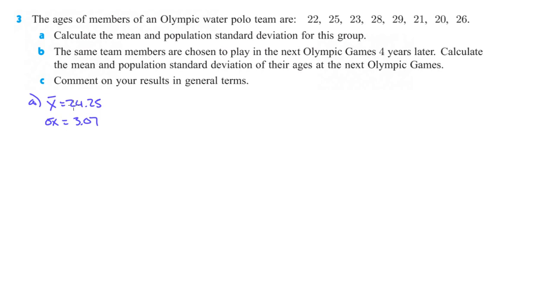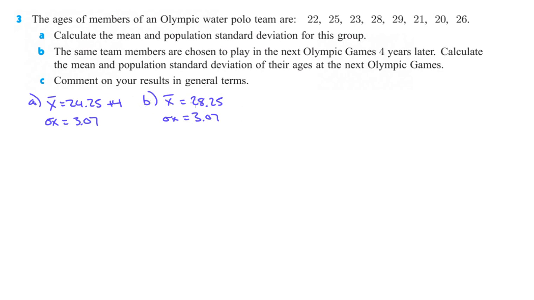So really, the only thing that's going to change is our mean is going to go up by 4 years, right? Because it's going to be 4 years later. So for part B, we're going to get our mean is 28.25, and our standard deviation will be 3.07 still. Okay.